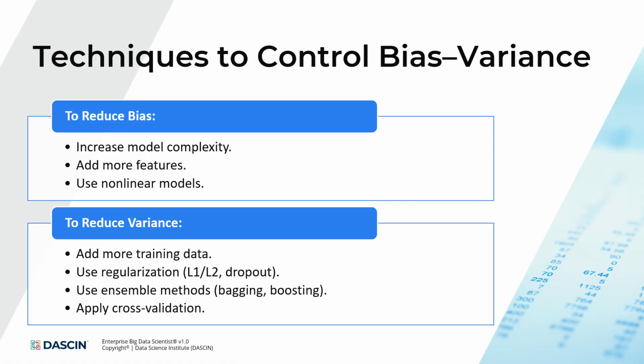To reduce bias, we can increase the complexity of our models, add more features, or use more flexible algorithms. To reduce variance, we can add more training data, apply regularization techniques like L1, L2, or dropout, or use ensemble methods like bagging and boosting. Cross-validation is also a powerful tool to detect and manage variance. The strategy is always to balance both. Too much focus on one side creates problems on the other.